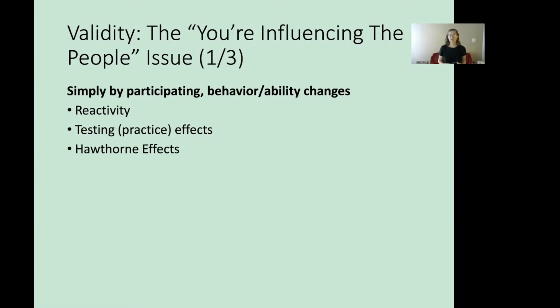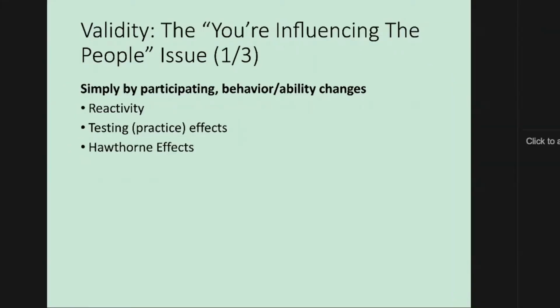We have other threats to internal validity that have to do with us influencing our participants in ways that we don't mean to. Now, when we're measuring internal validity, there are also several ways that we could influence our participants in ways that we don't want to do.